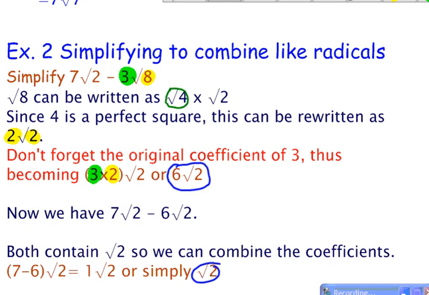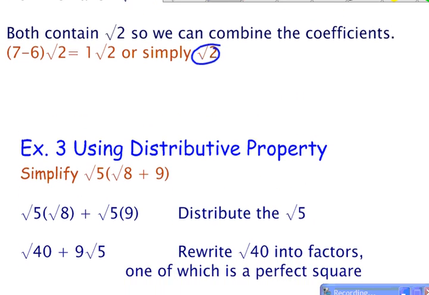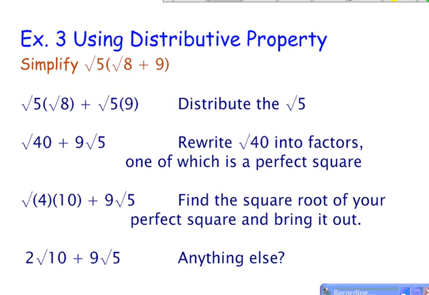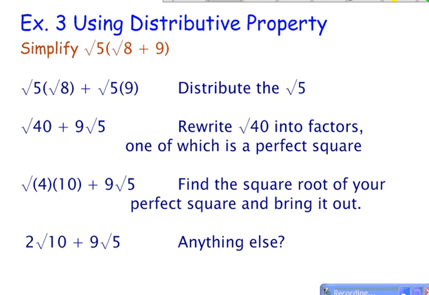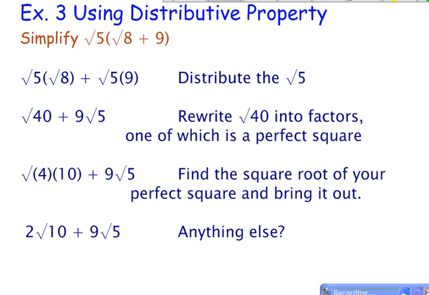Okay, now let's go down to example 3. In example 3, we're going to use the distributive property. It says simplify radical 5 times parentheses radical 8 plus 9. First thing we're going to do is distribute that radical 5 here. Distribute it to everything inside our parentheses. There and there.